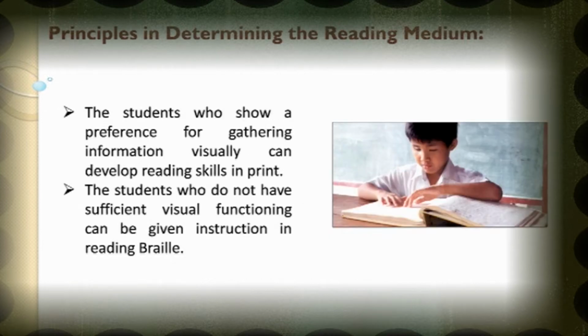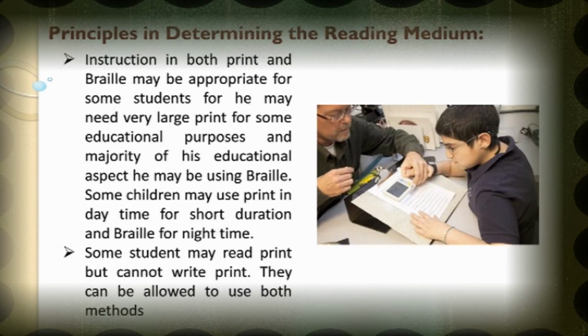The students who show a preference for gathering information visually can develop reading skills in print. The students who do not have sufficient visual functioning can be given instruction in reading braille. Instruction in both print and braille may be appropriate for some students, for he or she may need very large print for some educational purposes, and for the majority of his or her educational activities he or she may be using braille.